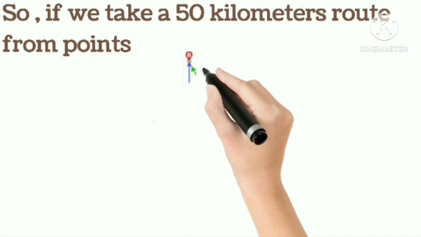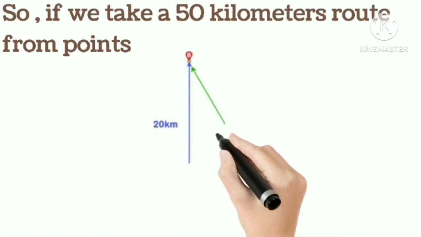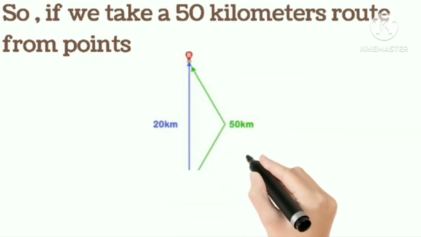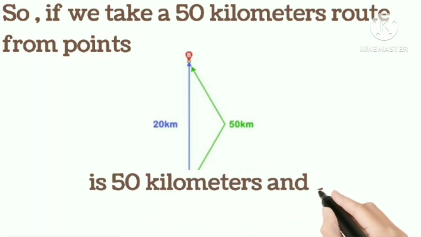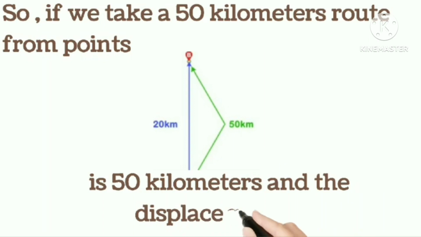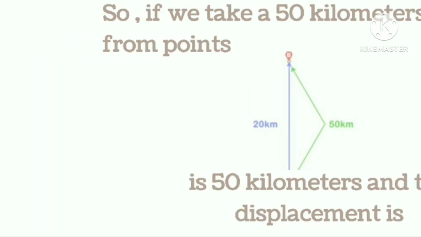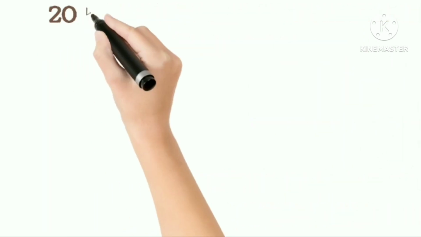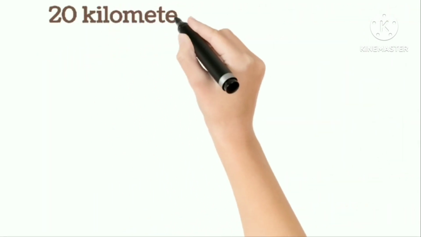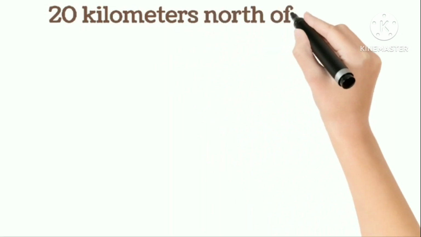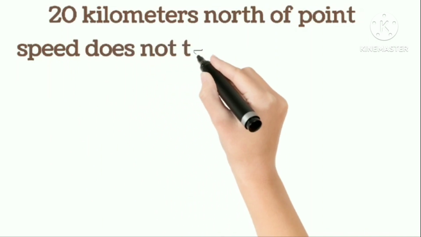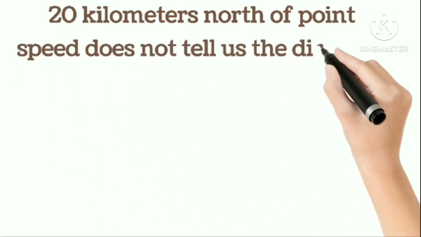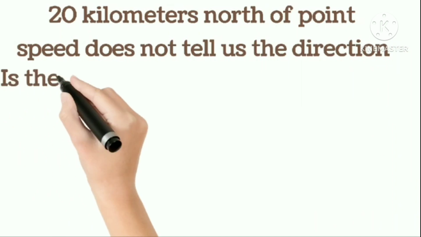then another figure you can see. The distance is 50 kilometers and the displacement is 20 kilometers north of point A. Speed does not tell us the direction.